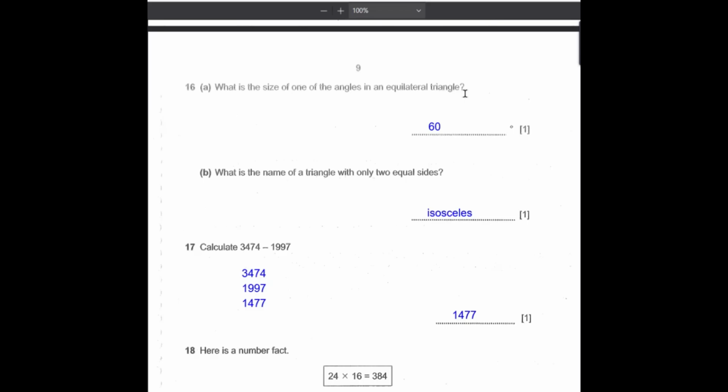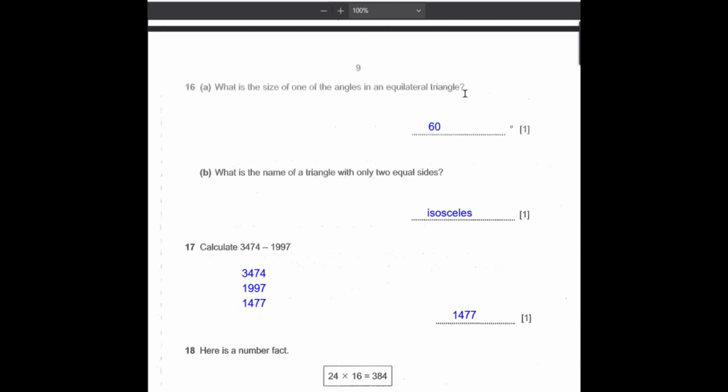We know in an equilateral triangle, all sides are equal, and all angles are equal. The angles in any triangle add up to 180 degrees. If you'd like to know one angle, because they are equal, you divide 180 by 3. So that means each one of them is equal to 60 degrees.